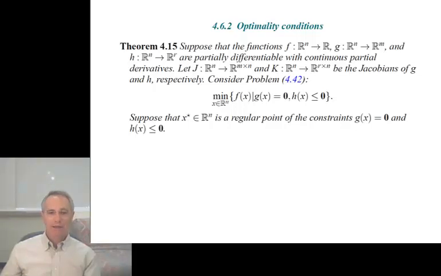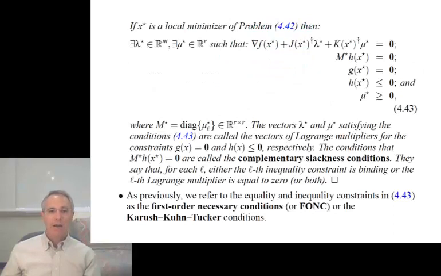We just defined a regular point. Then, if x star is a local minimizer, we have the following optimality conditions. These should look very similar to the conditions for equality constraints. We have a term that has the gradient of the objective. In the linear case, it had an A, but now that's replaced by the Jacobian transpose times lambda star. Another term in the linear case would have had C in it, now replaced by the Jacobian of h.